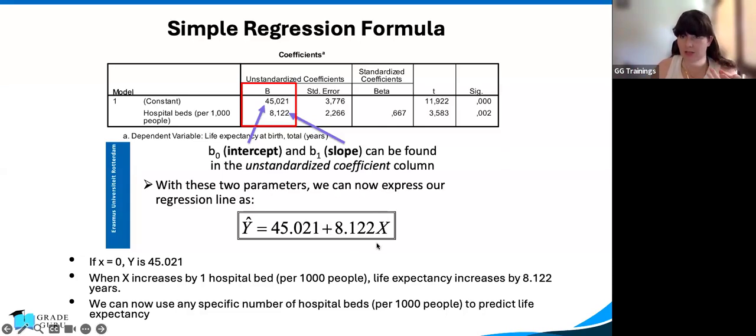Your B1 can definitely be negative, because all that indicates is a negative effect. So what you would say is that hypothetically, if we increase hospital beds by 1 bed, life expectancy would decrease by this many years. Everyone clear on this so far? Cool.